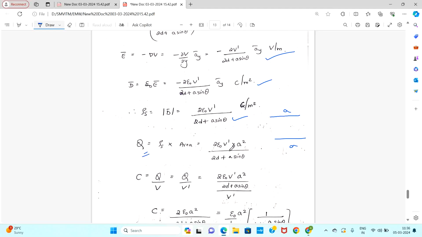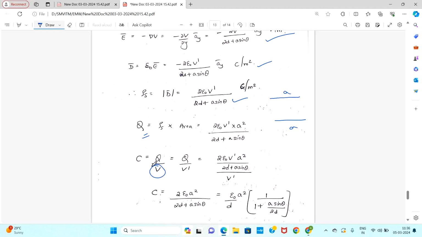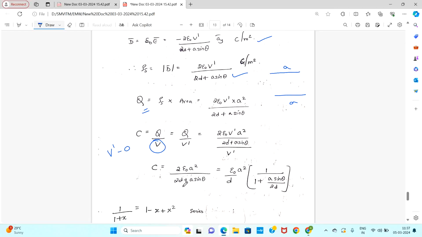Once you get the Q value, next capacitance is Q by the potential. So here this potential is nothing but the difference between the potentials at 2 points. At one point it is V dash, at the other point it is 0. So V dash minus 0 will be V dash. By substituting that, this V dash gets cancelled, and this is the equation you have now.